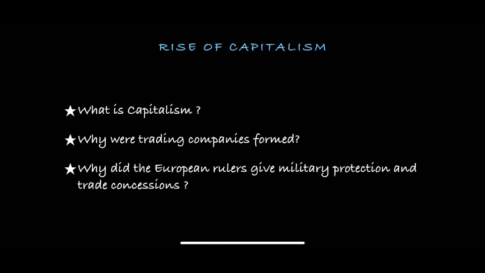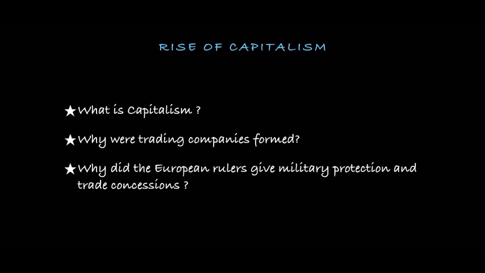Rise of capitalism. Now what is capitalism? It is an economic and political system in which a country's trade and industry are controlled by private owners for profit rather than by the state. The discovery of sea routes made trade between Europe and Asia profitable because time and cost reduced.